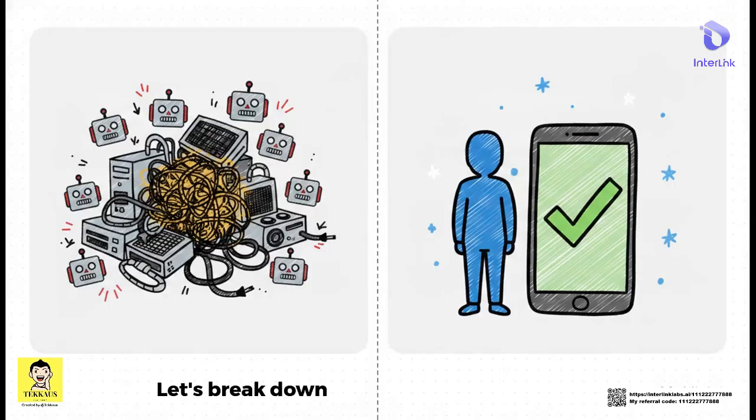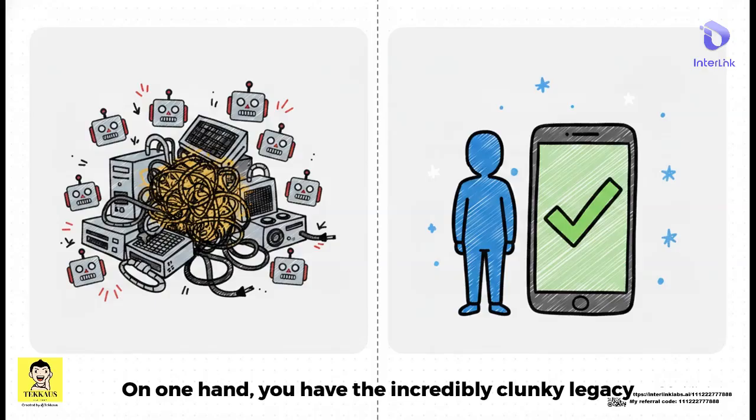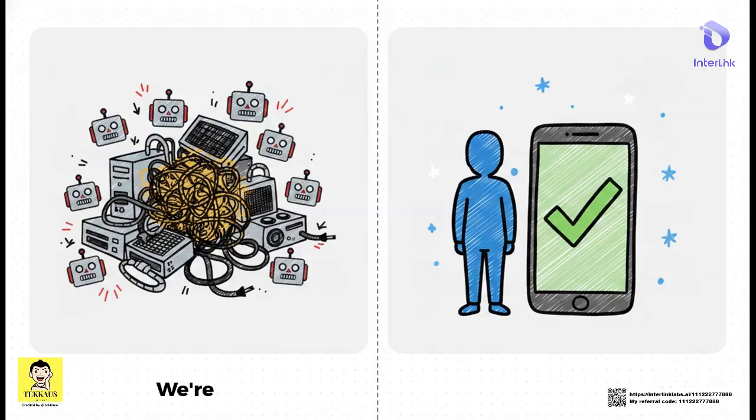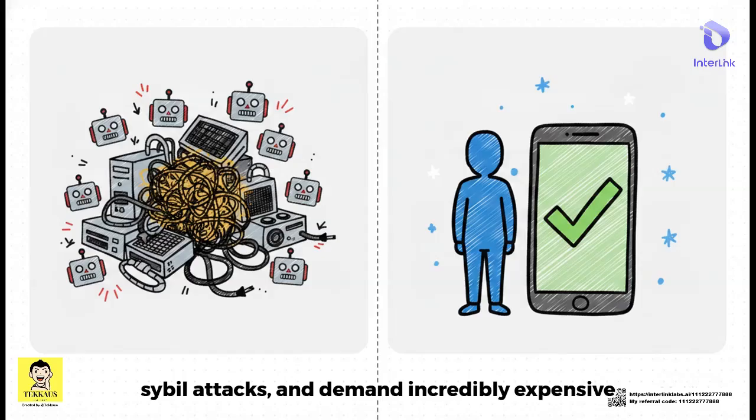Let's break down the narrative contrast here. On one hand, you have the incredibly clunky legacy of traditional architectures. We're talking networks that allow unlimited wallets, get constantly overrun by sophisticated Sybil attacks, and demand incredibly expensive specialized hardware just to participate in the consensus.